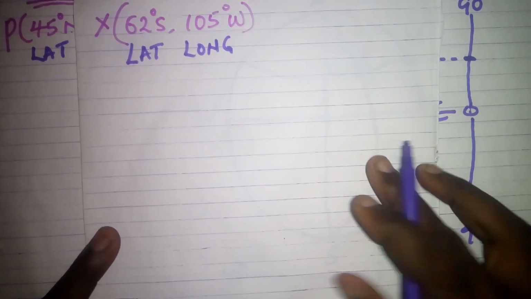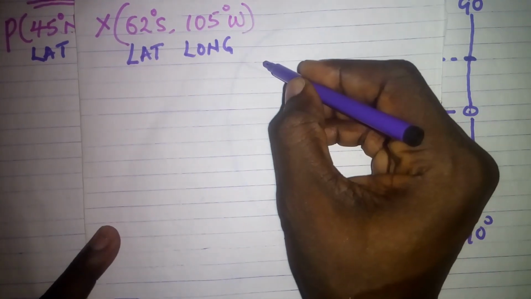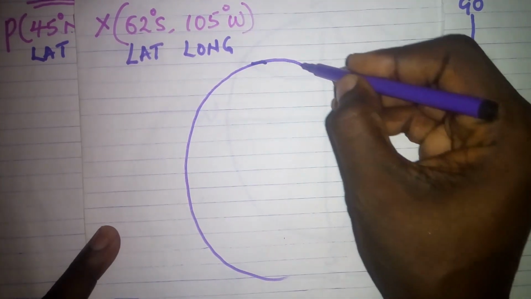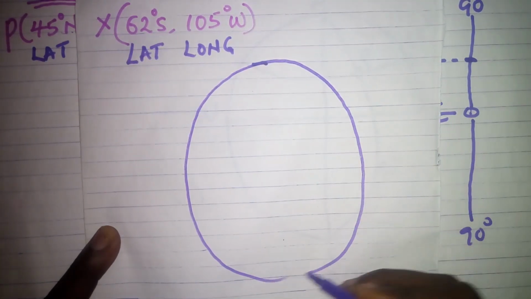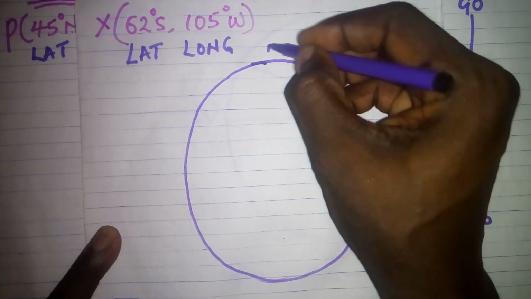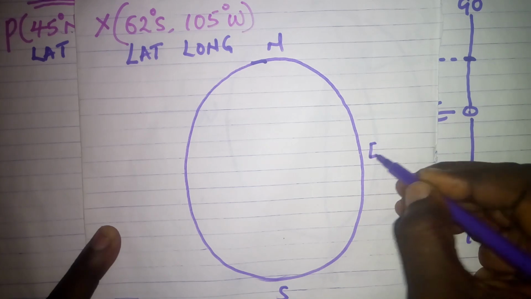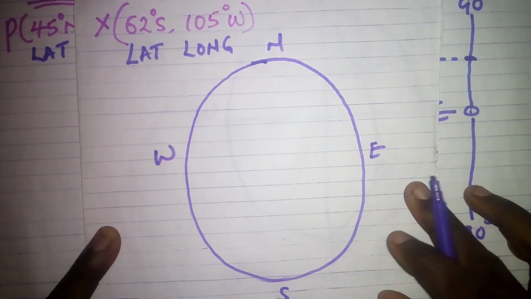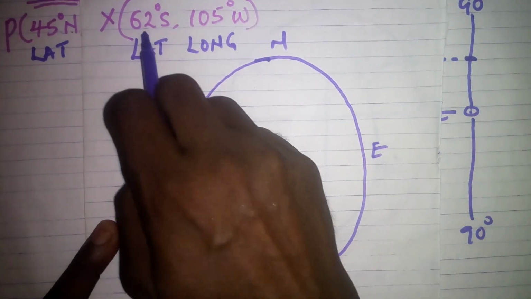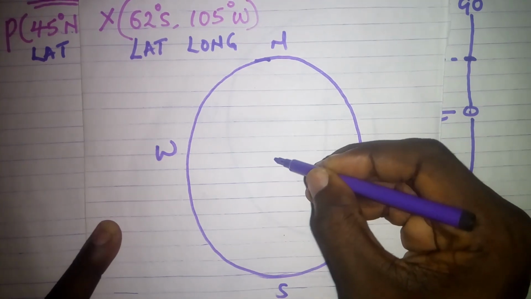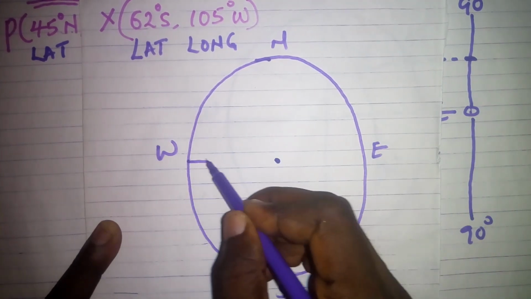So, drawing my circle, or drawing my sphere rather. This is north, this is south, this is east, and this is west. Starting with the latitude, draw the number 1 latitude, which is the equator. Very important, it will pass through the center. This is the center. The equator is what you draw first.